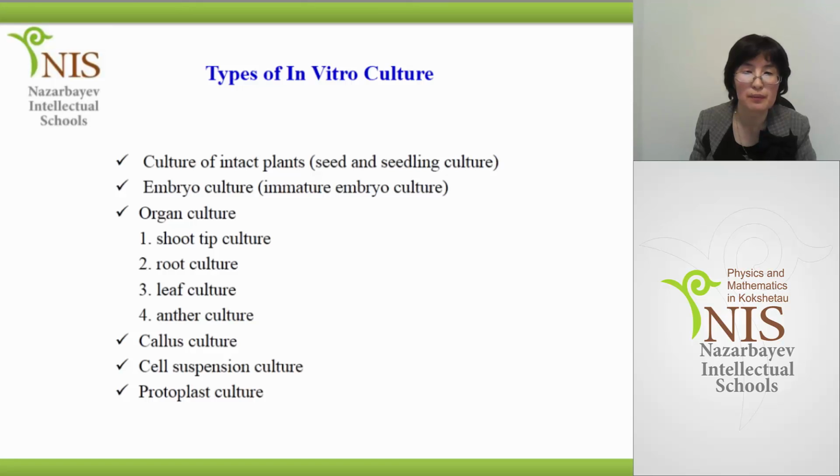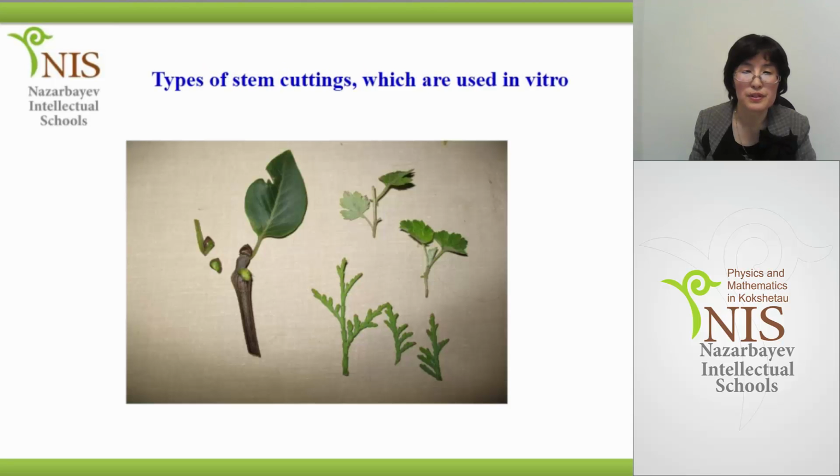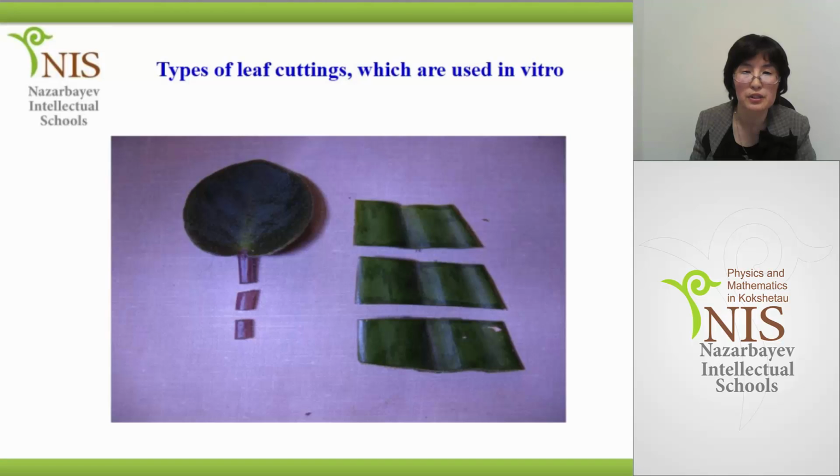Types of in vitro culture: culture of intact plants, seed and seedling culture, embryo culture. Organ culture includes shoot tip culture, root culture, leaf culture, anther culture. And next, callus culture, cell suspension culture, and protoplast culture. On this picture you see types of stem cuttings and types of leaf cuttings which are used in vitro.